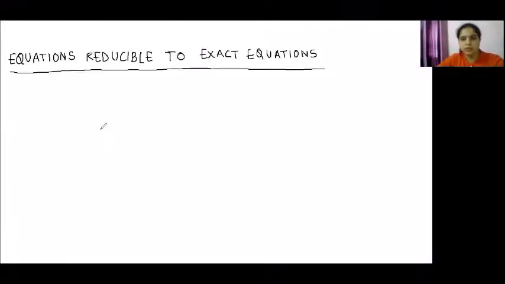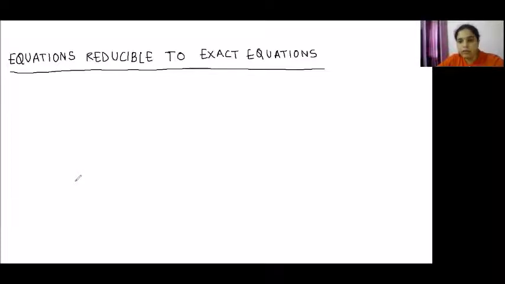Namaskar students. Today in this video we will discuss equations which can be reduced to exact differential equations. If you remember our last lecture, we discussed exact differential equations, the condition of exactness and the solution of exact differential equations. Today we will be talking about differential equations which are not exact, but with the help of an integrating factor, they can be reduced to exact differential equations.